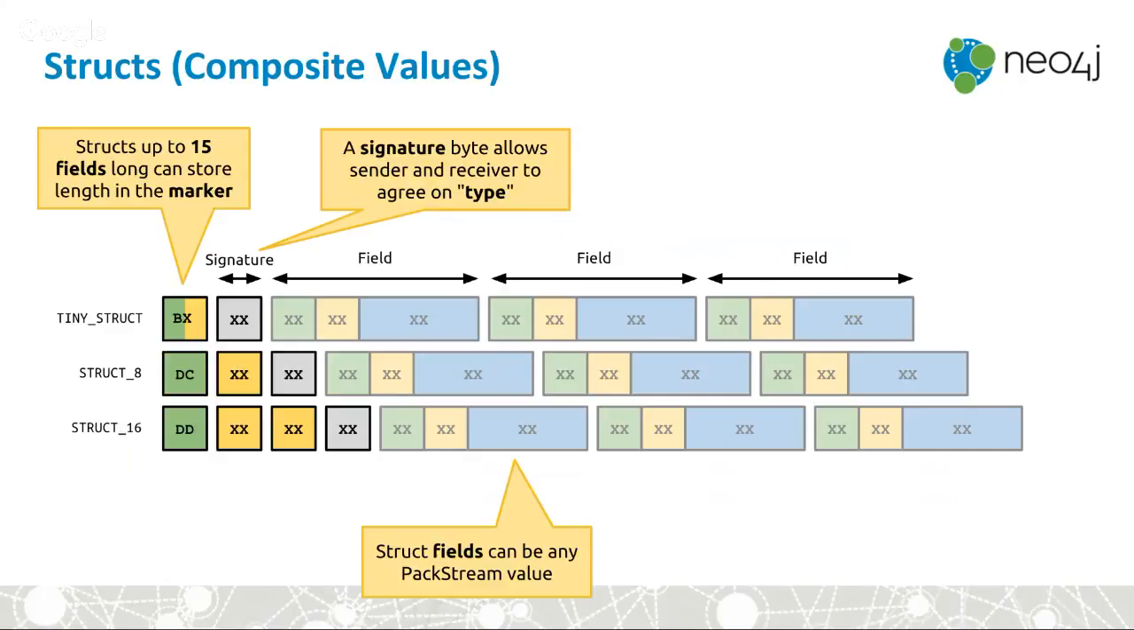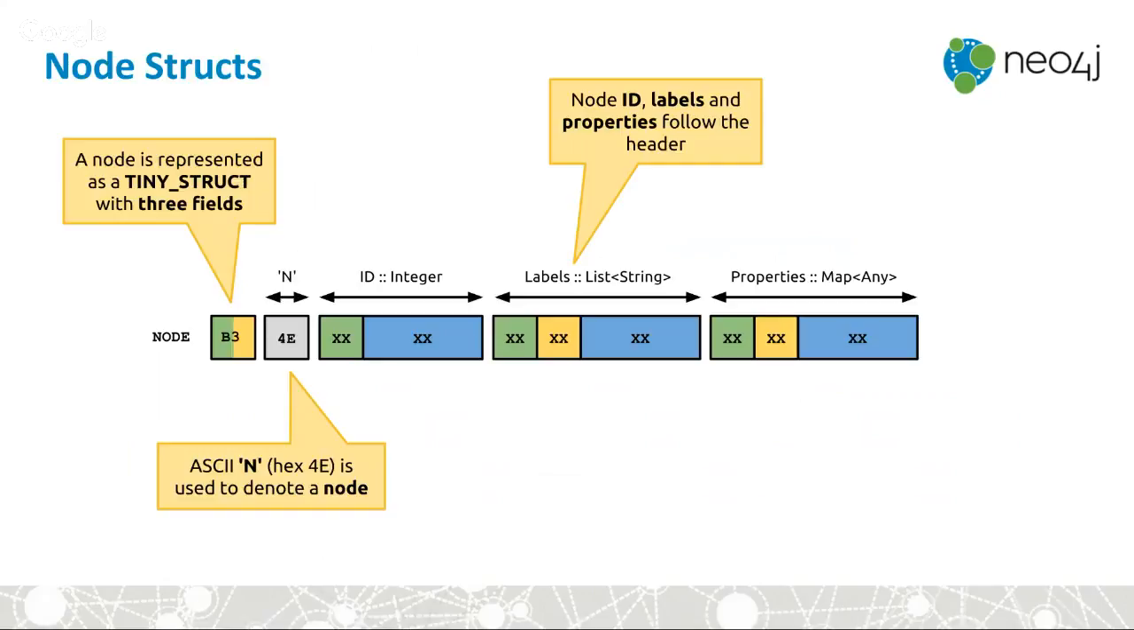Structures have an extra piece of information in there, which is a signature, which allows you to specify a type, and as long as that type is agreed between both parties exchanging the data, in this case the driver and the server, then the meaning can be transmitted. So we have a particular signature for node, for relationship, and for path. But the fields that follow that can be any PackStream value at all. For example, a node structure uses an ASCII N as the signature. It carries 3 fields: the ID, a list of labels, and a map of properties.